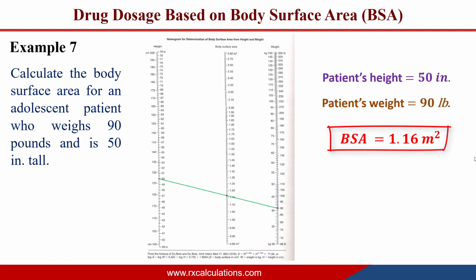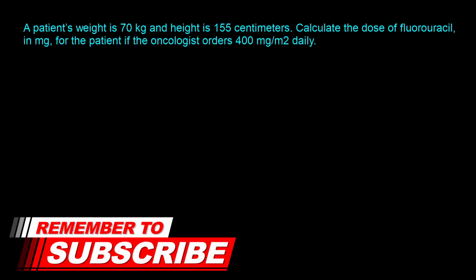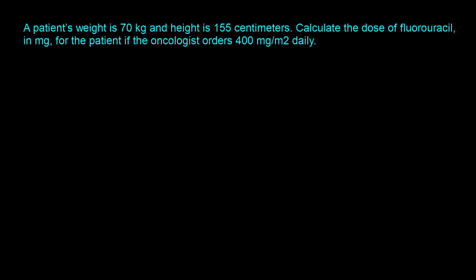So we looked at how to calculate the body surface area using the Mosteller equation and using nomograms. Now let's switch screens and we're going to take a look at 4 strategically selected examples of calculating drug dose based on body surface area. So let's take a look at this question, which says a patient's weight is 70 kilograms and height is 155 centimeters. Calculate the dose of fluorouracil in milligrams for the patient if the oncologist orders 400 milligrams per meter squared daily. So let's quickly analyze this question.